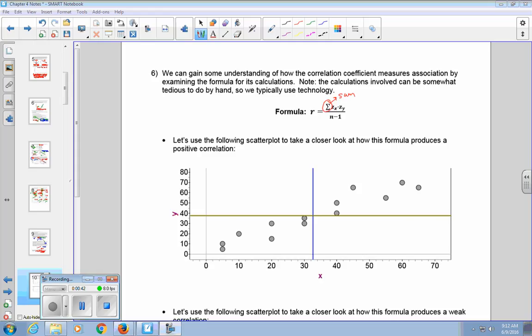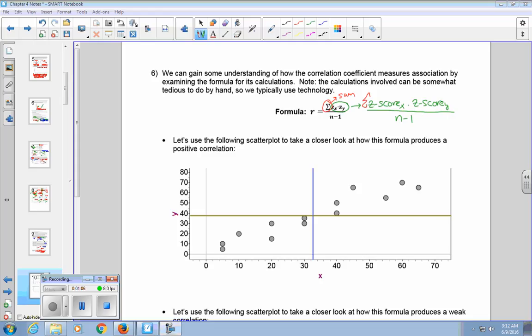And it says we're going to add up all of these products. And the products, if you look closely, are z-scores. So it says take the z-score for the x value and multiply it times the z-score for the y value. And then you're going to divide all of those by n minus 1. So I should include that summation sign here as well.